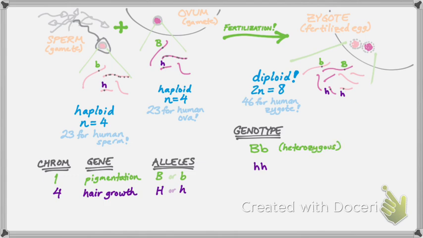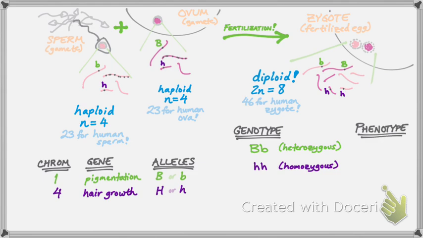Now, there's another set of terms you need to know. If the two alleles are the same or different, there's a word to designate that. If they are different alleles, you have two different alleles, you are heterozygous for that gene. Capital B, little b, two different alleles, heterozygous. If you have two of the same allele, you're homozygous for that particular gene.